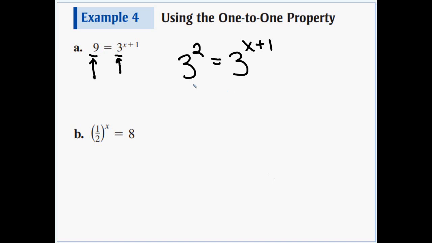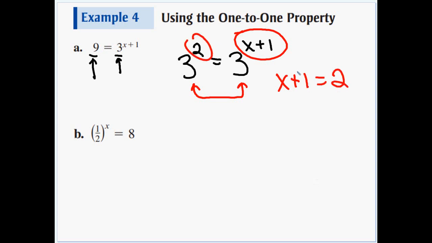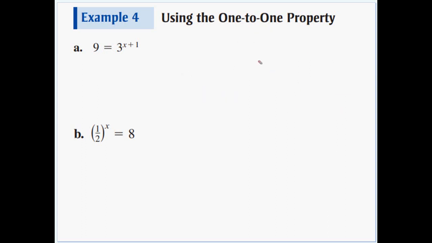Now we can utilize the one-to-one property. The bases are the same, so I can set this exponent equal to this exponent. Last step, subtract 1 from each side. X is equal to 1. You know, and this is an easy one to check. If we throw the value we just found in right here, if we make that x into a 1, it becomes 3 to the 1 plus 1 power, which is 3 squared, and that does in fact equal 9.